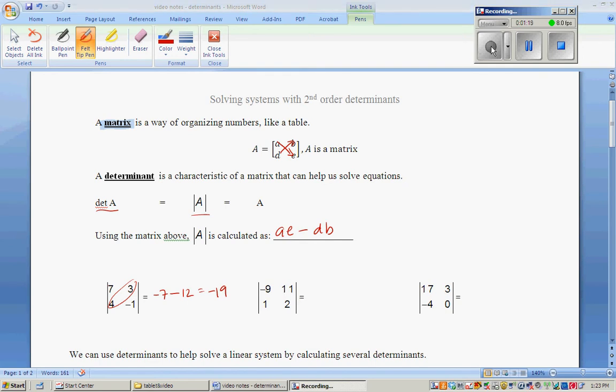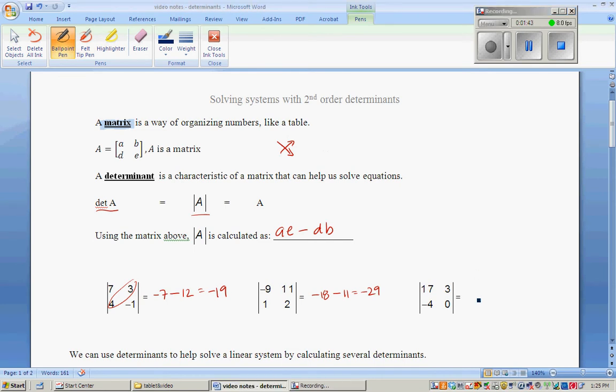We'll do one more together. Negative 9 times 2 is going to be negative 18. And we're going to subtract 11. So we get negative 29. So why don't you guys pause it a second and try this last one, and in a moment we'll reveal what the answer is and see if you did it right. And the answer to this last one is going to be 0 minus negative 12, which gives us 12.